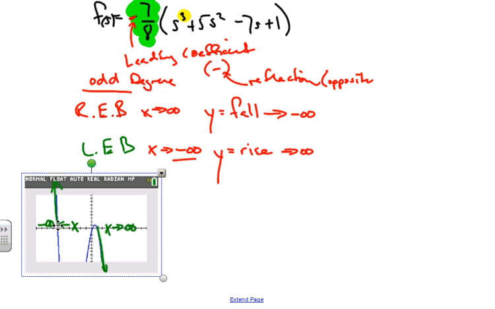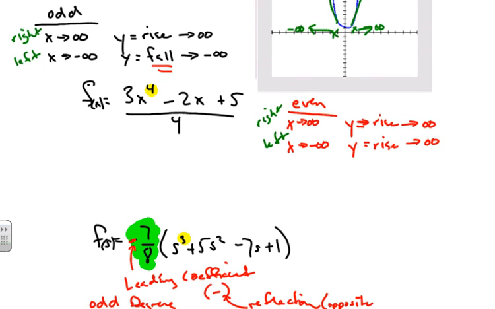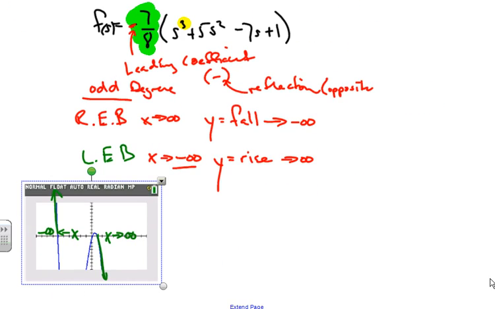End behaviors are what happen as x goes to infinity or negative infinity. That's the key thing. With odd ones, they have this property: the right always rises and the left falls. With even ones, the right is going to rise and the left is going to rise. When you have a reflection, everything in each case is going to be flipped, or the opposite of what it originally was. That's what's called the leading coefficient test.